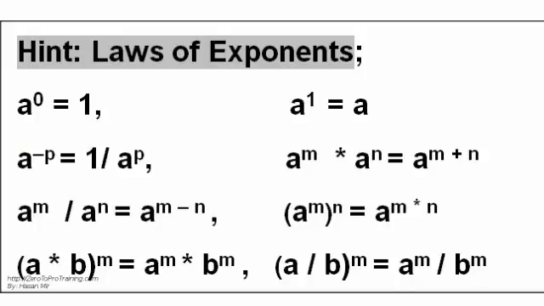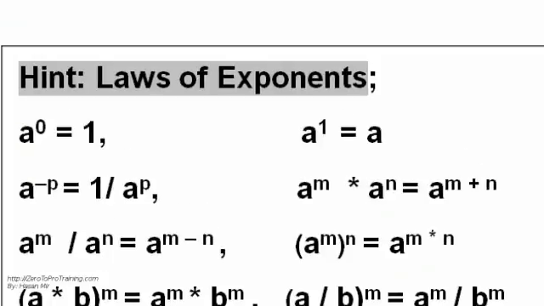A power m raised to power n is a power of the product of m and n. Product of a and b power m is a power m multiplied by b power m. a divided by b power m is a power m divided by b power m. Next.